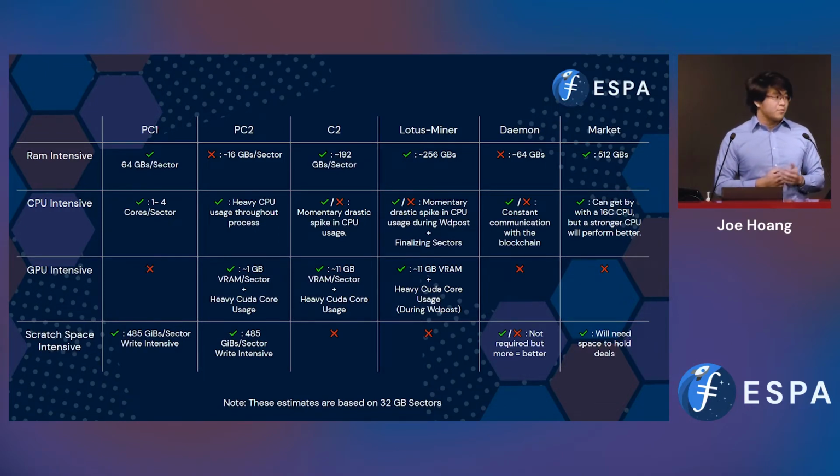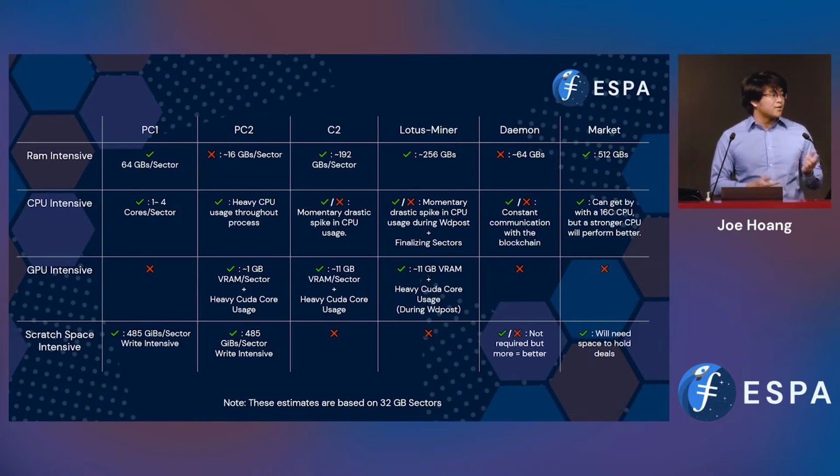The 3 on the left, PC1 pre-commit 1, PC2 pre-commit 2, and C2 commit 2 are the ones that are in charge of the sealing process, actually getting that sector through the sealing pipeline. Those are normally referred to as your worker nodes. Those are the ones just going through the processes to seal. And then the ones on the right, the Lotus miner node, the Lotus Daemon node, and the Lotus market node are the ones that do your storage provider needs, your deals, and also connecting to the blockchain.